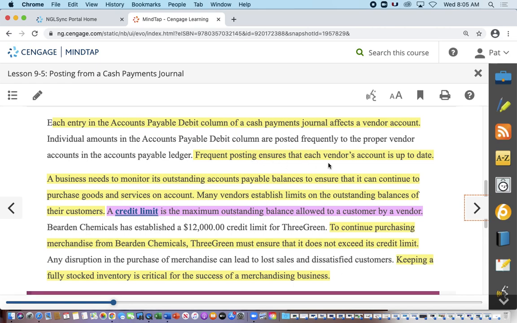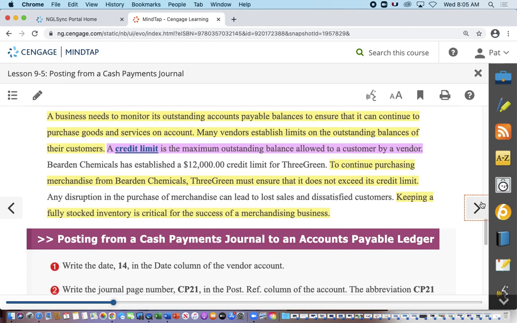We don't do it as much as it'll be automatic in our day. Frequent posting will allow us to know how much we owe. They'll know how much they'll tell us. As a manager, you can get in trouble if your accounts payables are too high. If they say, hey, you're charging too much money, we can't afford this, that kind of thing.